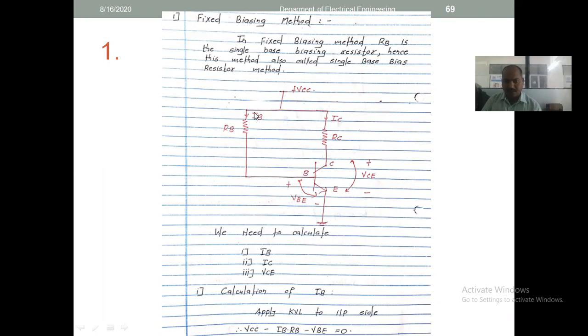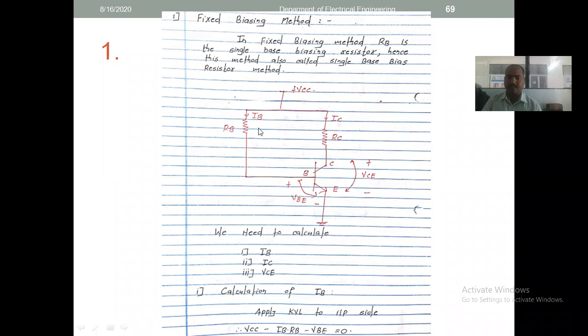Here, this is the RB resistor. It decides the voltage provided to the base. This is the collector resistance, and the collector current flows through the RC resistor and the transistor. The voltage across the collector and emitter terminals is VCE. The voltage between the base and emitter terminals is VBE. So for the analysis of this configuration, we have to calculate these three things.